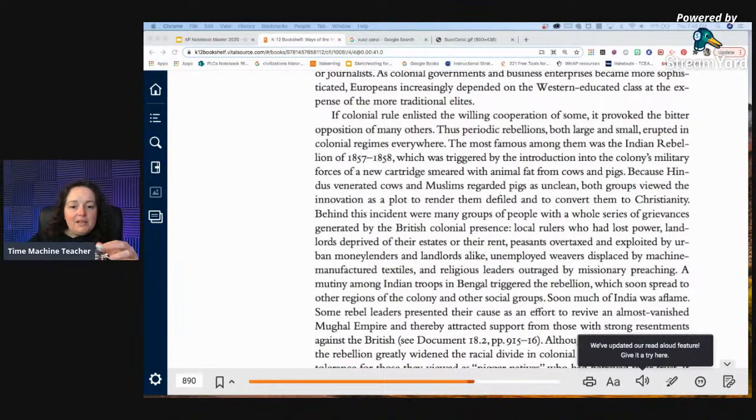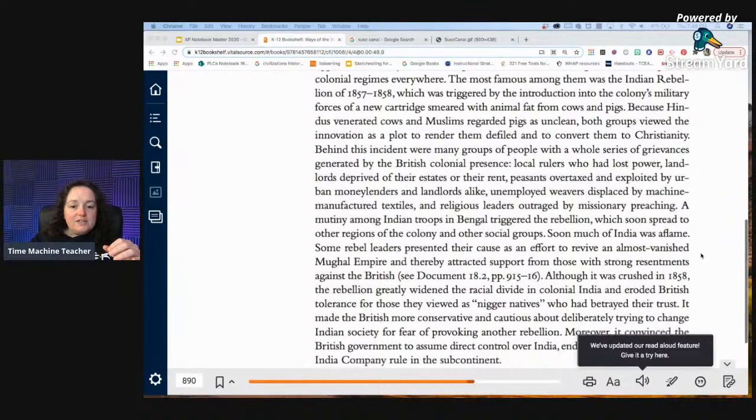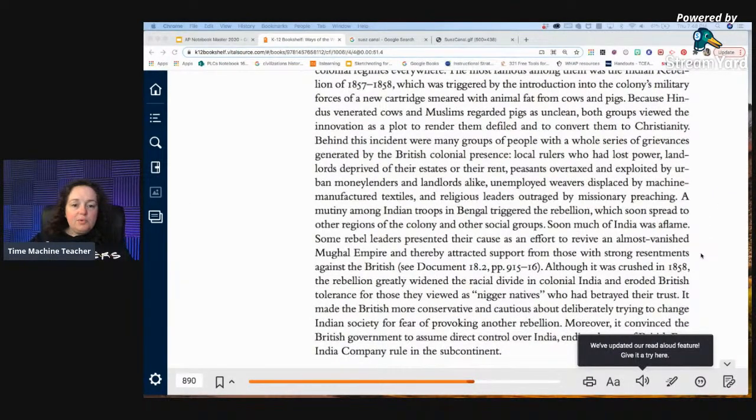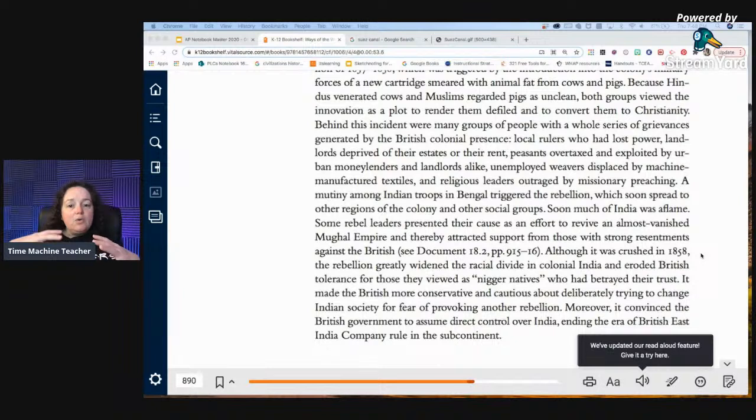Behind this incident were many groups of people with a whole series of grievances generated by the British colonial presence. Local rulers who had lost power, and landlords deprived of their estates or their rent, peasants overtaxed and exploited by urban money lenders and landlords alike, unemployed weavers displaced by machine-manufactured textiles, and religious leaders outraged by missionary preaching. So not only was it the military that didn't like this, but they also had backing from other people that had been displaced from their jobs by machinery or overtaxed or exploited.